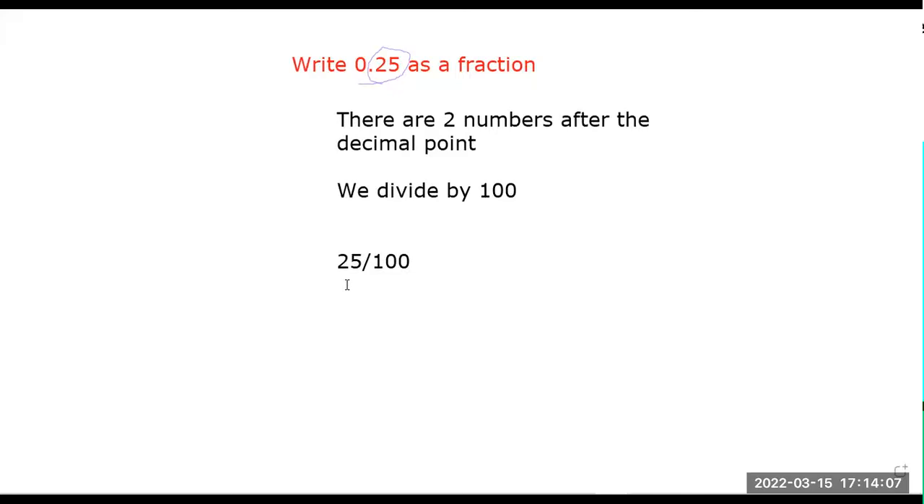So we'll be left with 25 out of 100, but can that be simplified further? Yes, 5 can go into 25, and we're given 5. How many times can 5 go into 100? 5 can go into 100 20 times. Can we reduce it further again? Yes, 5 can go into itself. We get 1, and 5 can go into 20, and you get 4, giving us the answer of a quarter. So this is converting decimals into fractions.